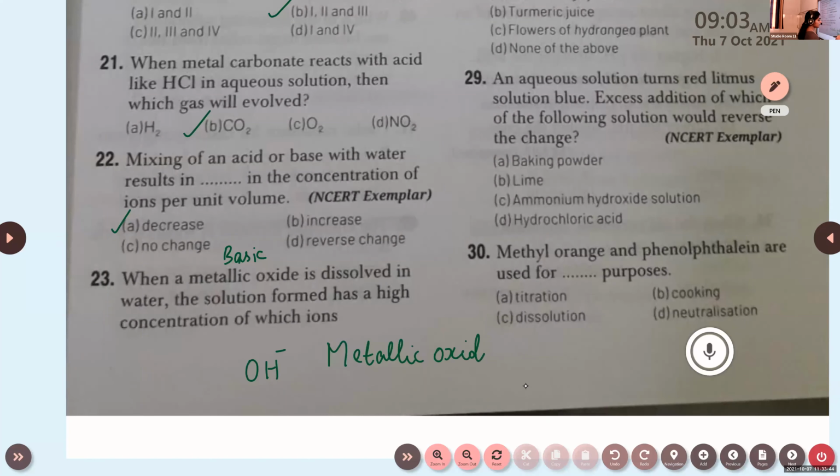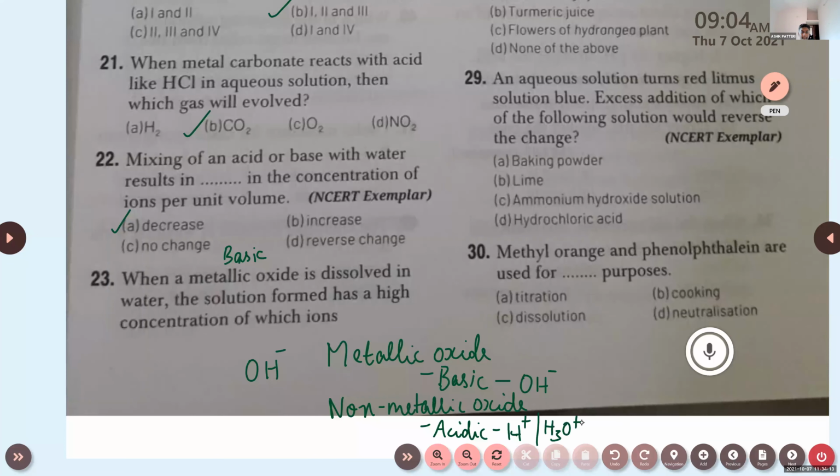They will produce H plus ions or H3O plus ions. Okay, the non-metallic oxides, sorry, OH minus ions. Then non-metallic oxides, they are acidic in nature. They will produce H plus ions or H3O plus ions. This is clear, children? Yes, ma'am. Okay. Then next question.